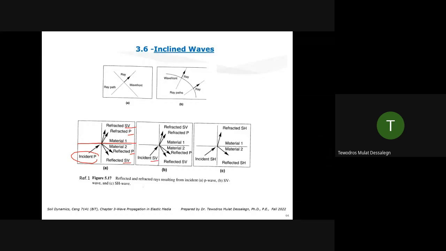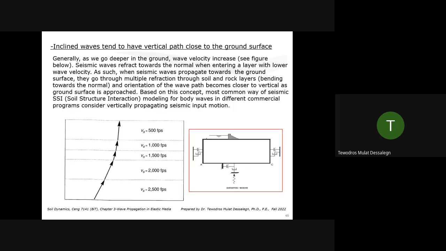If you have an SV wave, it's a shear wave propagating in the vertical direction. It can create a reflected P wave, or it can be an SV wave at the interface layer. Or it can create reflected and refracted P, refracted SV and refracted P. If you have an SH wave, you can create only SH wave, reflected and refracted. You can see figure 5.17 in reference 1 for this. Now, inclined waves, the reason we looked at inclined waves, it doesn't matter whatever it is. It can be P wave, SV, SH, shear wave, whatever it is.